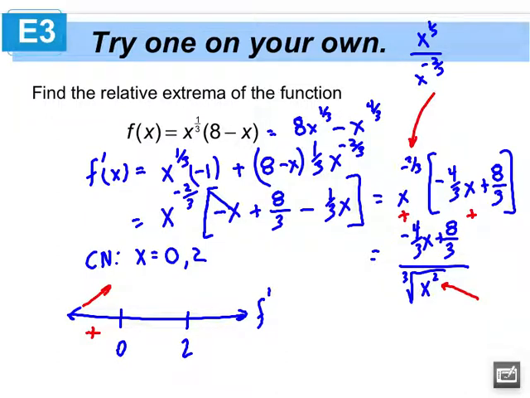Now for the rookies in the group, you might say, well, that's going to go positive, negative, positive. And you would be mistaken. Jack, what would be a good number to put in there between 0 and 2? 1. 1 would be great. If I put in 1 here, is it positive or negative? Positive. Ooh, tricky. That's for you, Noah.